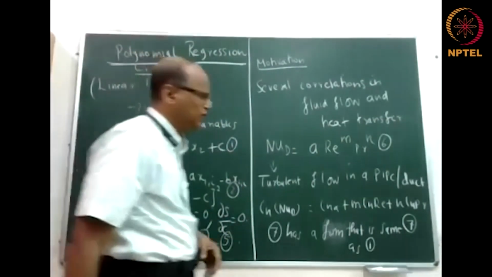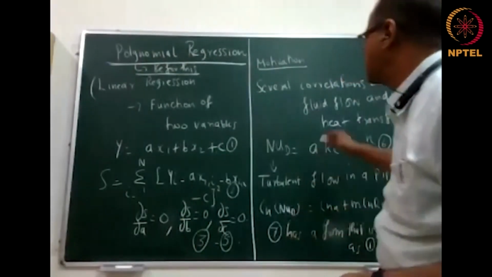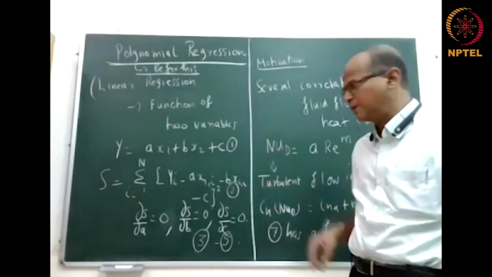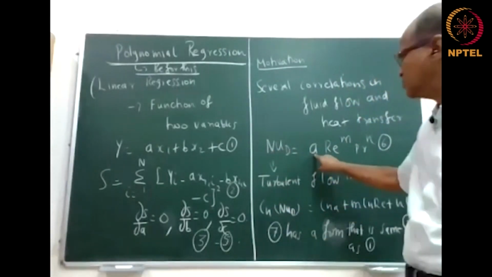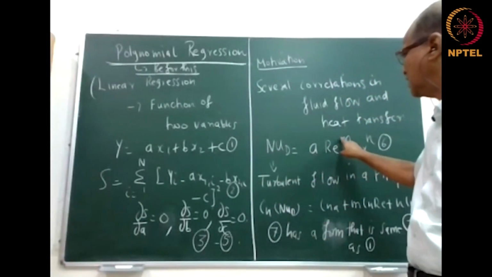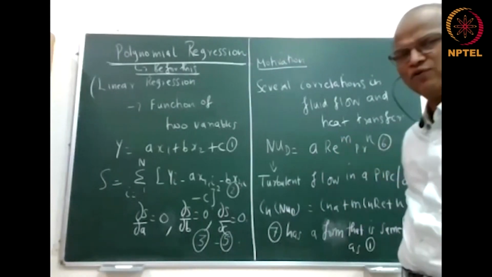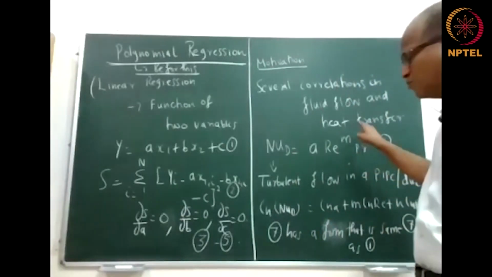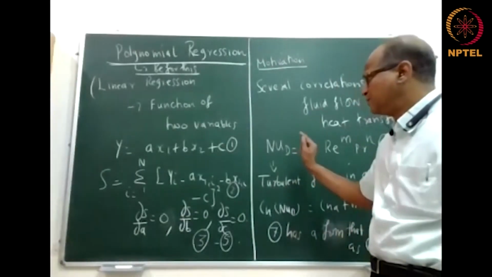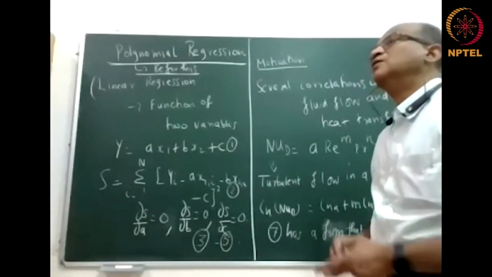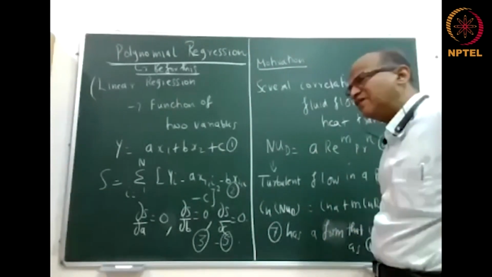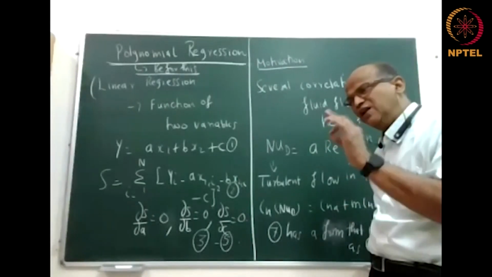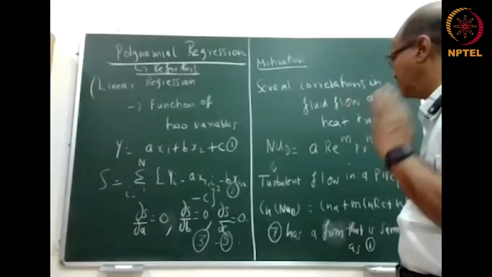What is the motivation for doing this? There are many correlations in fluid flow and heat transfer which are like this. For example, the famous Dittus-Boelter equation. NuD is 0.023, Reynolds to the power of 0.8, Prandtl to the power of 0.4 if the fluid is getting heated, Prandtl to the power of 0.3 if the fluid is getting cooled. This is a famous correlation for getting the average Nusselt number, that is a dimensionless heat transfer coefficient for a fully developed turbulent flow in a circular pipe.